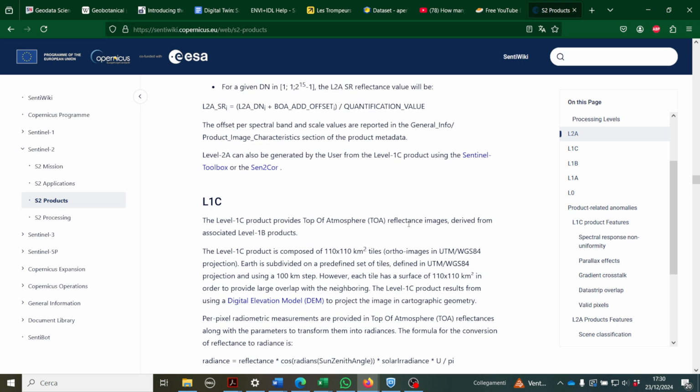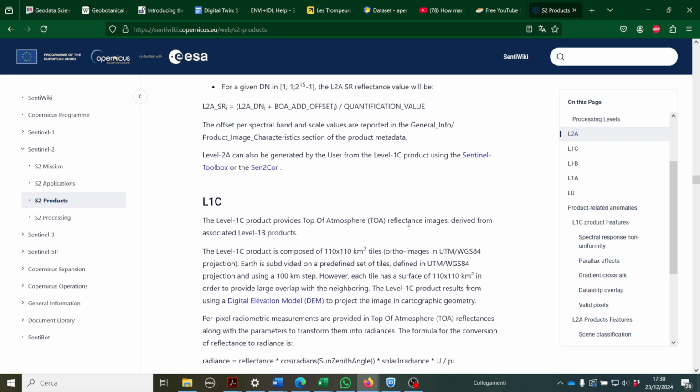Here we have the reflectance or radiance coming from the Earth's surface, plus the contribution coming from the atmosphere. So the top of the atmosphere is the radiance coming from the ground, but also what is scattered or reflected by the atmosphere. So we can get this couple of data.